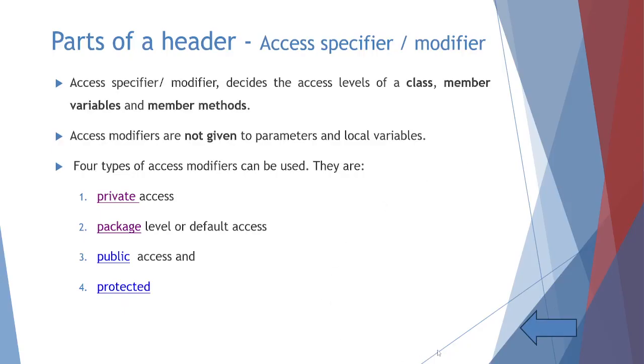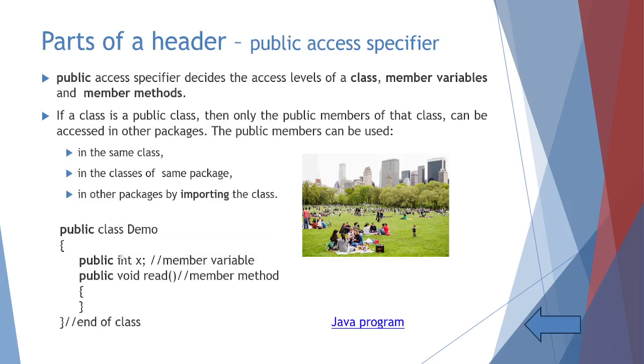So we have understood private and package level. Let's understand a bit more about public access level. It's like a public park. Anybody can go and spend some time over there. Just like public, anybody can access, highest level of access. This can be given to class, member variables, and member methods.